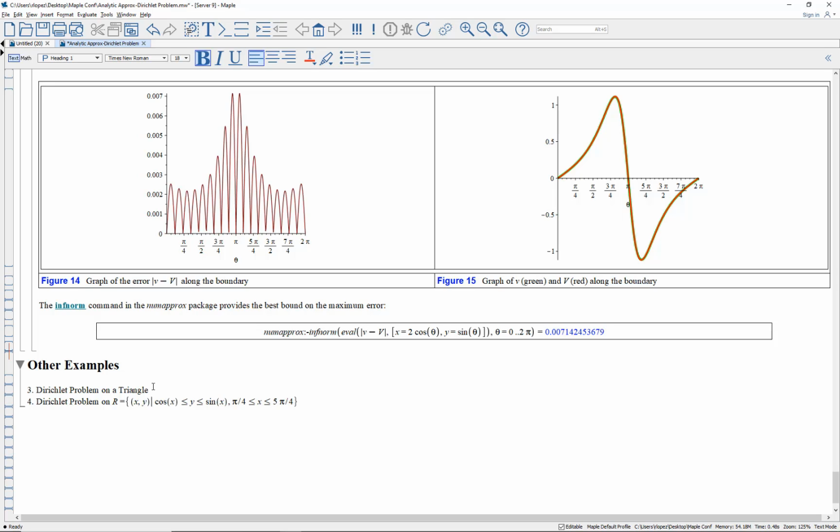A third example that I did was a Dirichlet problem on a triangle. And a fourth one was a Dirichlet problem on a region bounded by two arcs. The two arcs are cosine and sine. It kind of looks like a banana. Swoop this way and swoop that way. And the outcome is pretty much the same. Good approximations. The work is essentially the same. Maple does all the calculations.